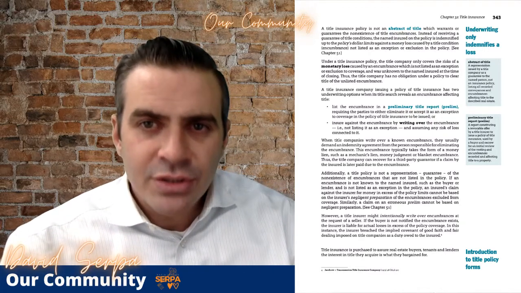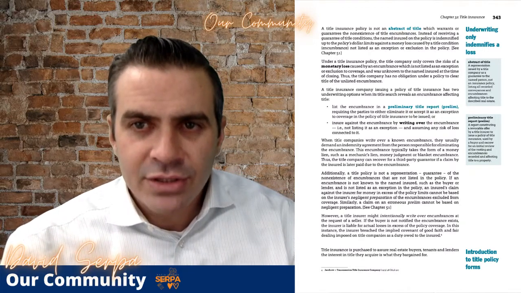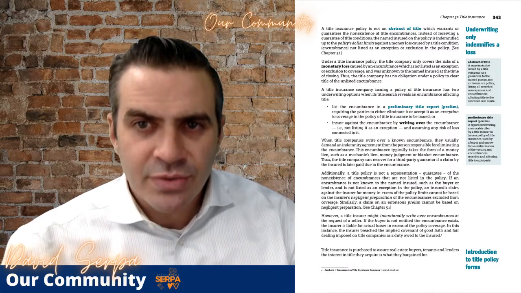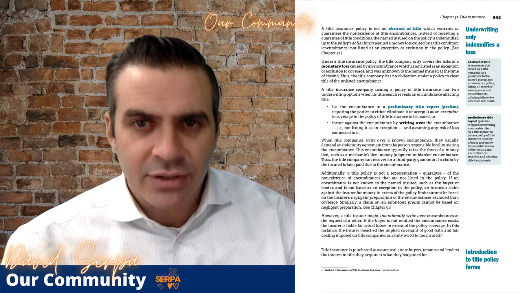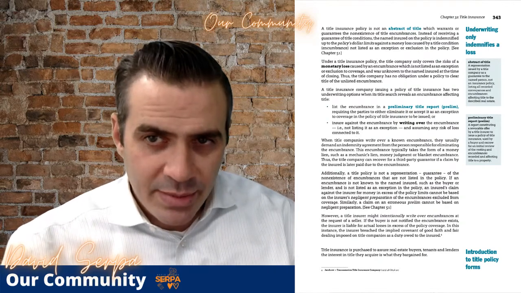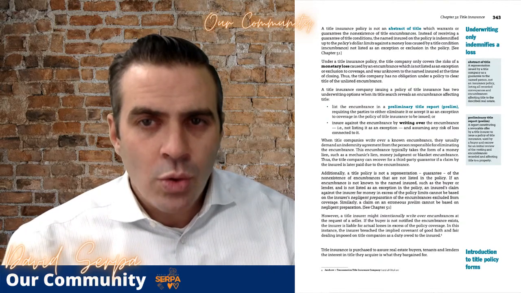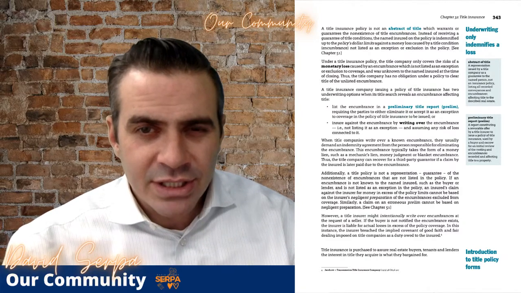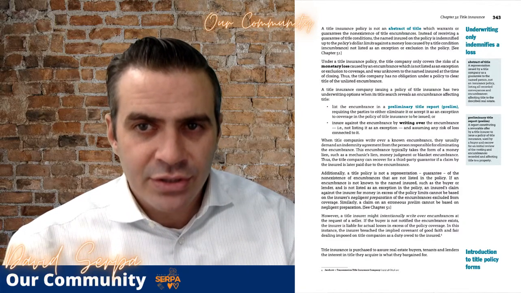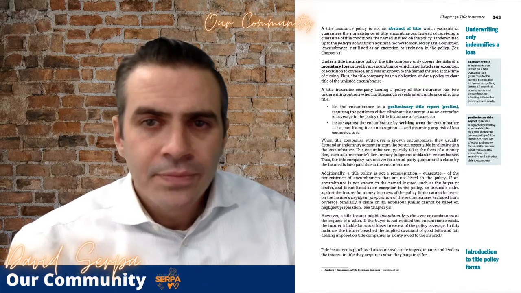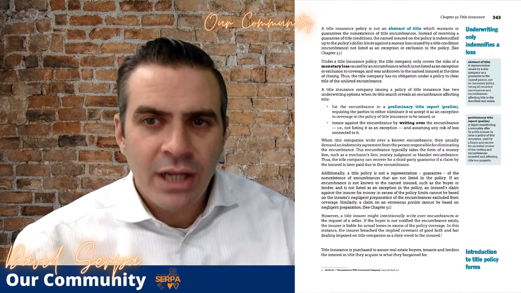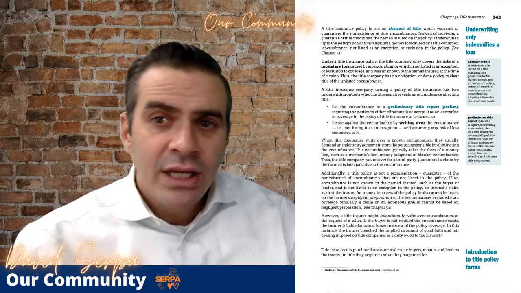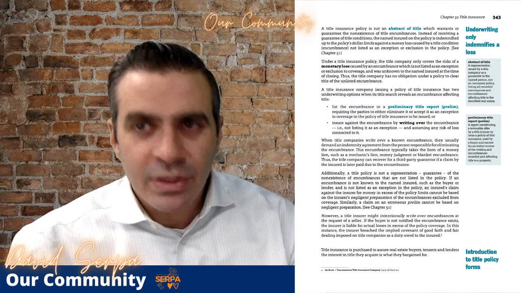The title insurance company issuing a policy of title insurance has two underwriting options when its title search reveals an encumbrance affecting the title. List the encumbrance in the preliminary title report, the prelim, requiring the parties to either eliminate it or accept it as an exception to the coverage in the policy of title insurance to be issued, or insure against the encumbrance by writing over the encumbrance, i.e. not listing it as an exception and assuming any risk of the loss connected with it.